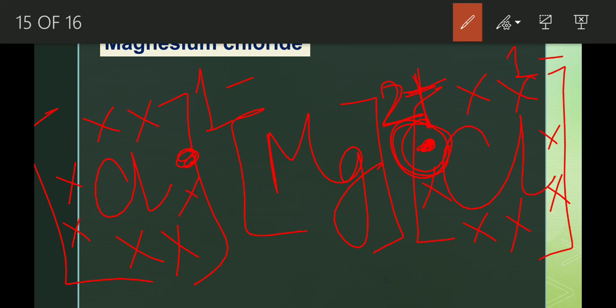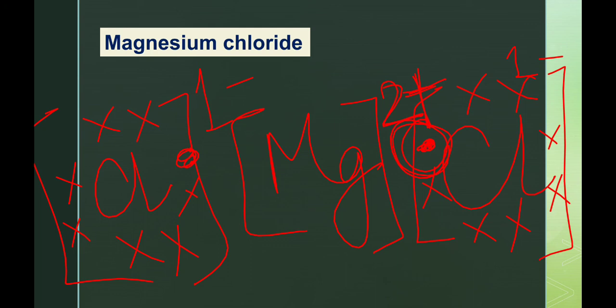Okay. I think the concept is clear. This is how you have to draw the dot cross structure. Often questions come from this portion in ICSE. This portion is very important. So I think I have made myself clear.